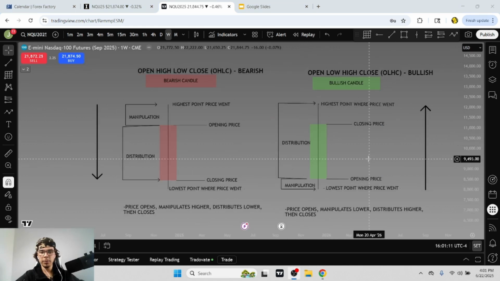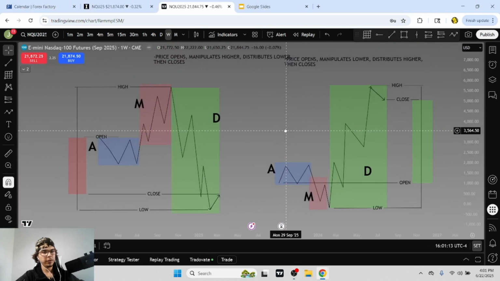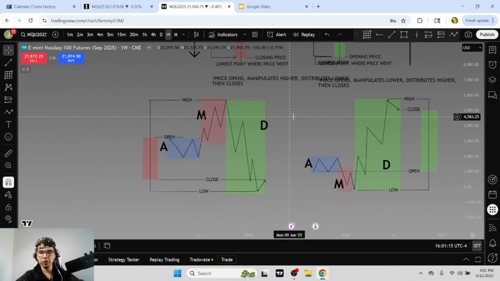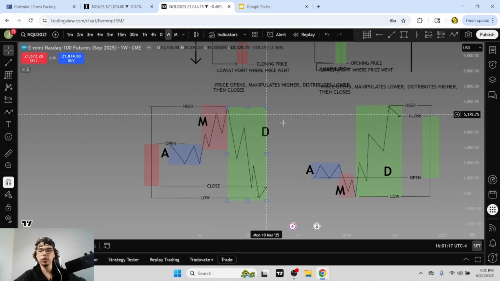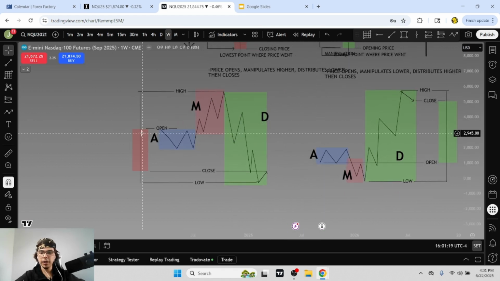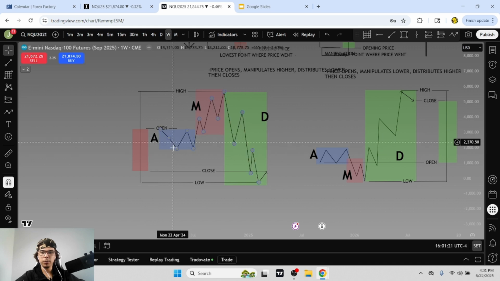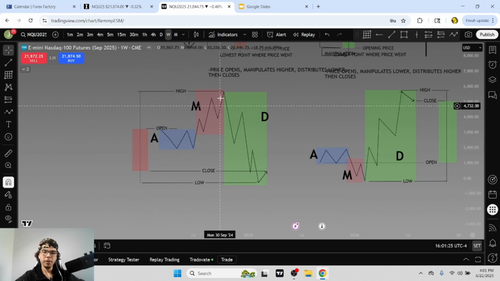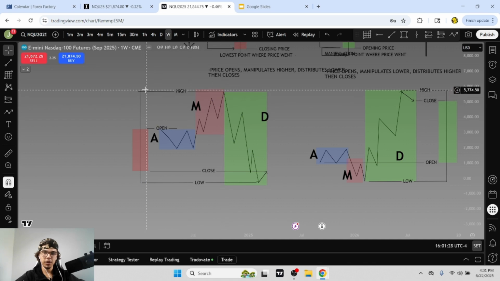So I drew out what AMD looks like down here, just so we have two examples going each way before we jump into the actual charts. So what our bearish candle would look like is we open right here, price is accumulating. This is the start of the open. We manipulate higher, creating a high, which is going to be the top of the wick. And then we'll distribute lower, creating a low and then a close. So the low's right here, closes right here. This is AMD for a bearish example.